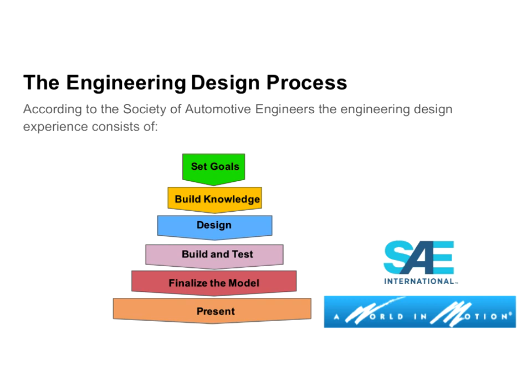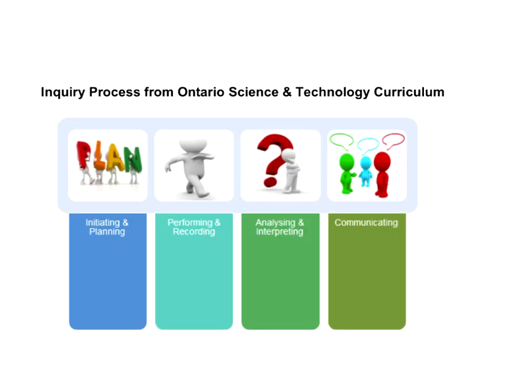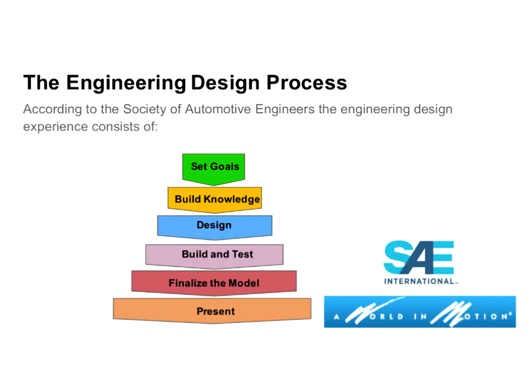In their resource package for teachers and educators, they outline an engineering design process as the one listed here: setting goals, building knowledge, design, build and test, finalize the model, and present. There's a series of iteration processes built in between, but we wanted to simplify it for the purposes of this graphic.